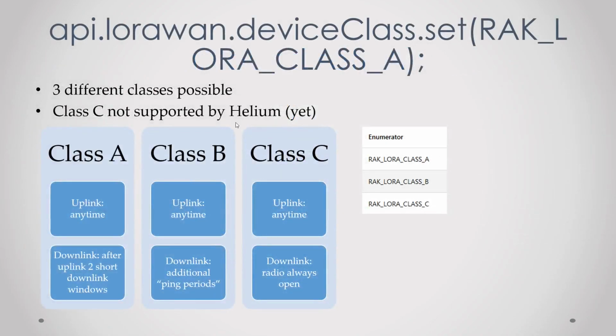Then we have the classes. There are 3 different classes possible: class A, B, and C. Class A basically means you can uplink at any time, but you can only downlink at 2 short periods after an uplink. Class B is pretty much the same as Class A, but it has additional ping periods for downlinks. And then Class C is a completely different beast. You can also uplink at any time, but the downlink radio always stays open, so you can always downlink to the device. Class C is not supported by Helium yet, but it will come in approximately Q1 2023.